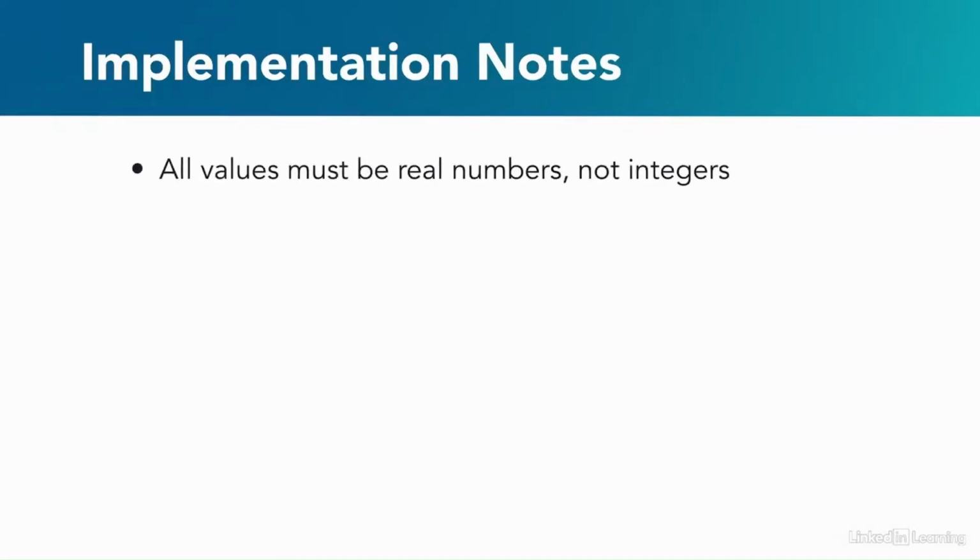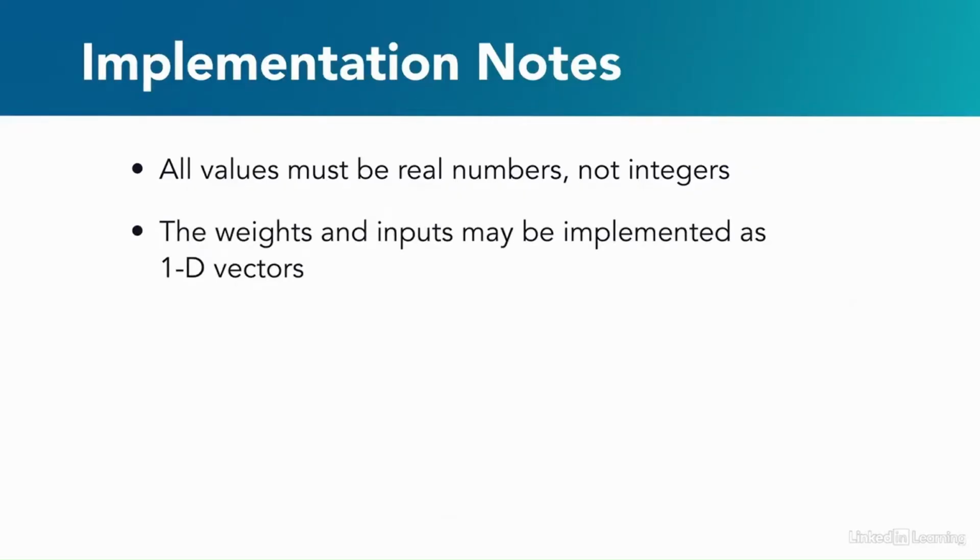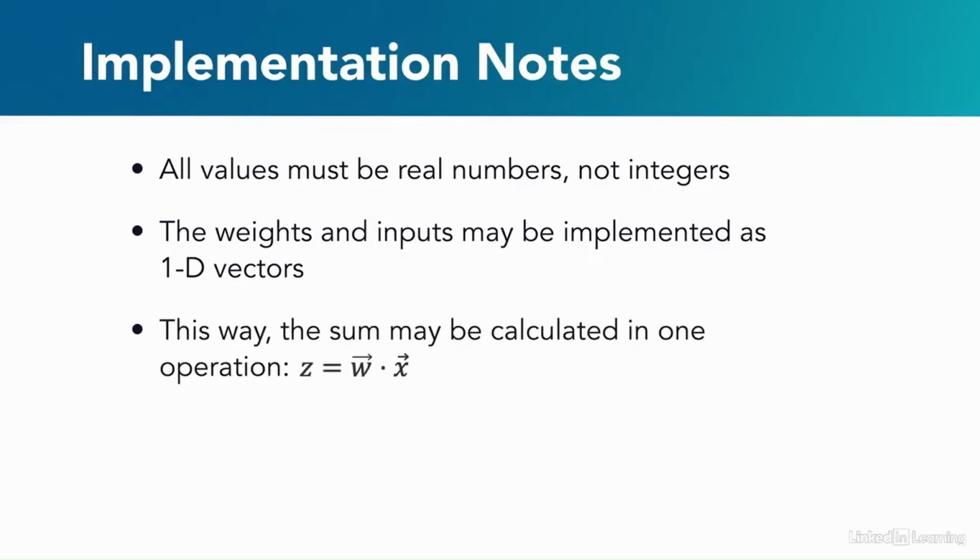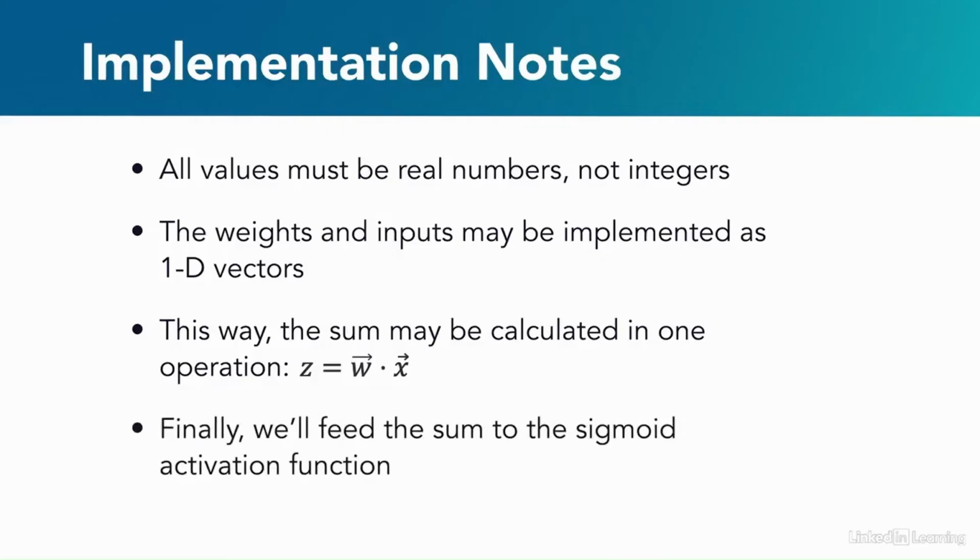So before we dive into the code, let me point out some implementation notes. All values must be real numbers, not integers. The weights and inputs may be implemented as one-dimensional vectors. In our case, we'll use NumPy arrays. This way, the weighted sum may be calculated in one operation as the dot product between the two vectors. That's one line of code. Finally, we'll feed the weighted sum to our implementation of the sigmoid function.